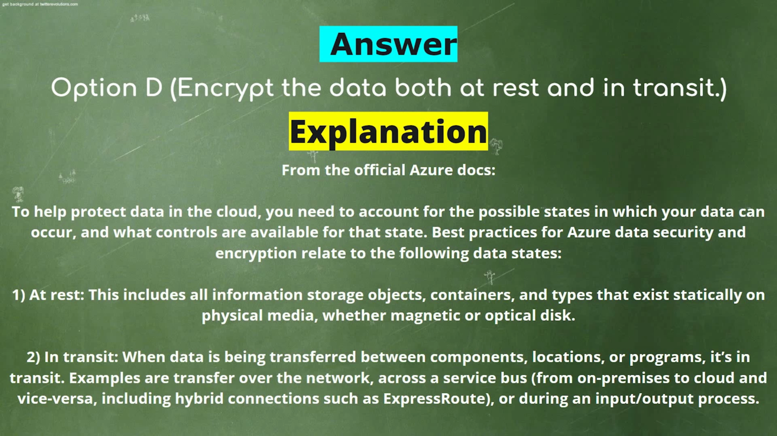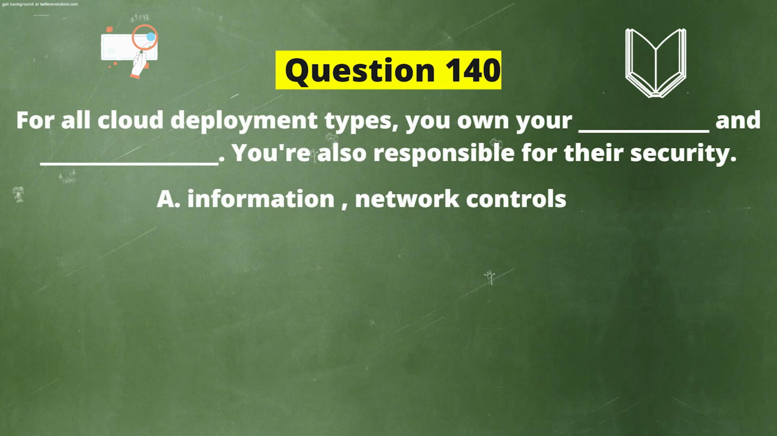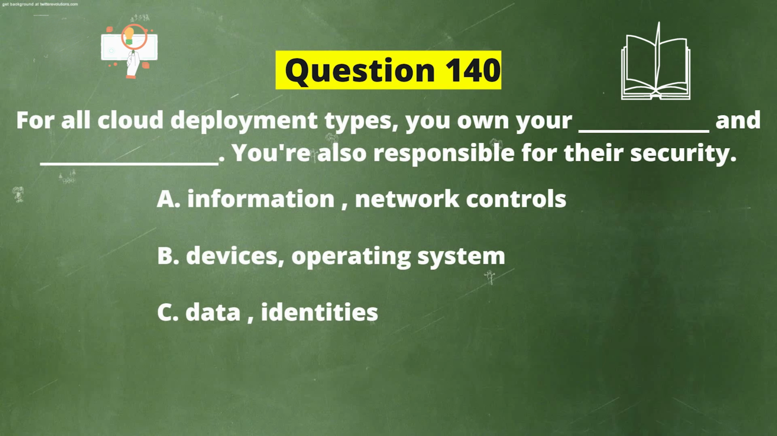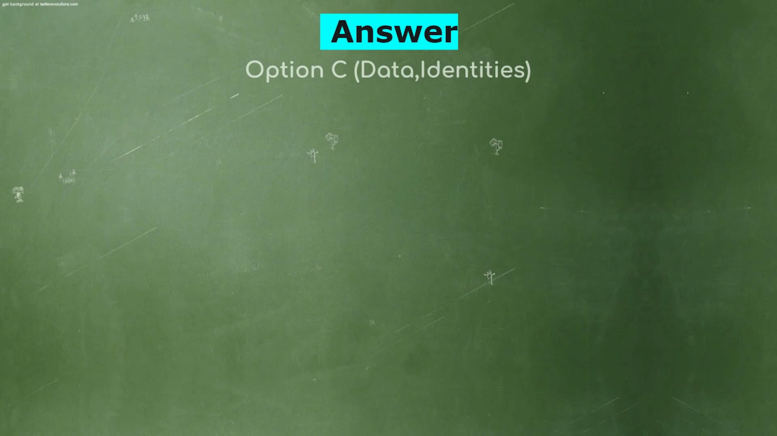Next question. For all cloud deployment types, you own your blank and blank. You're also responsible for their security. Option A, information and network controls. Option B, devices and operating system. Option C, data and identities. Option D, data and physical network. And the correct answer is option C, data and identities.